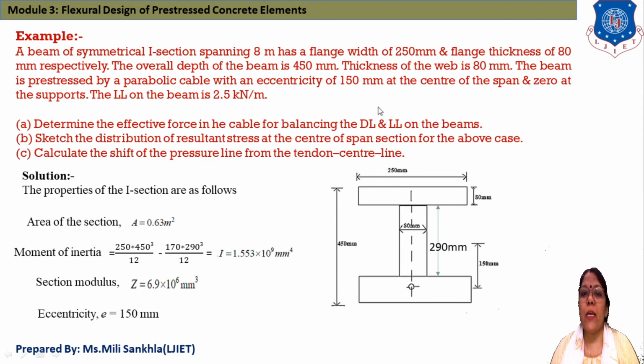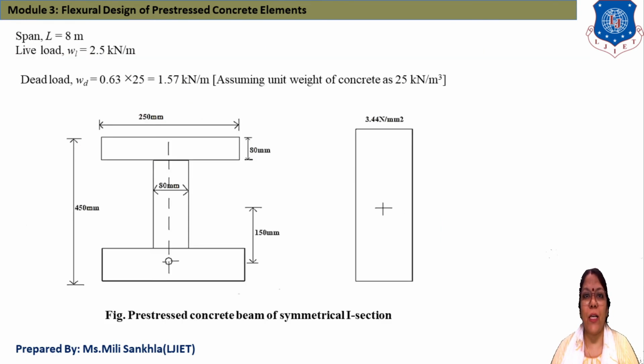Eccentricity E is already given in the data, that is, 150 mm below the neutral axis. So write down E is equal to 150 mm, and note this is the neutral axis of this I section, and from the neutral axis the eccentricity E is given as 150 mm. Okay, now here we discussed the data and also found some values, that is, area, moment of inertia and section modulus. Next, the span of this beam is given as 8 meter.